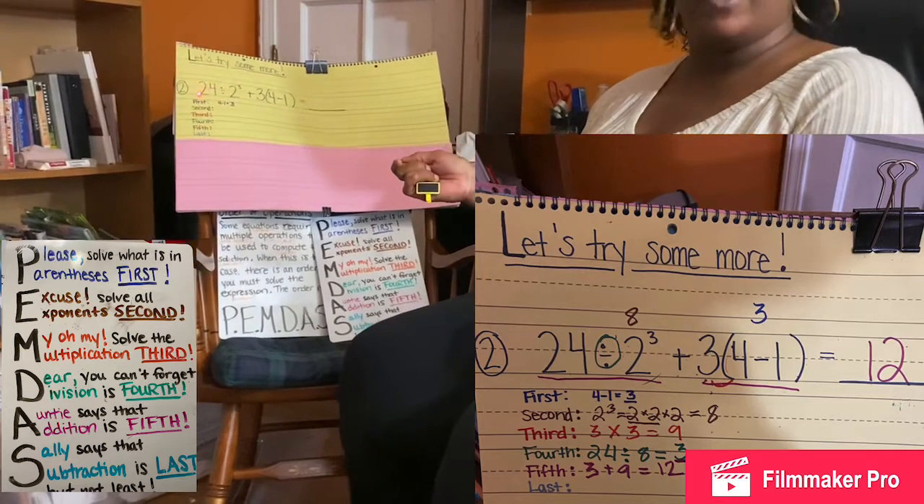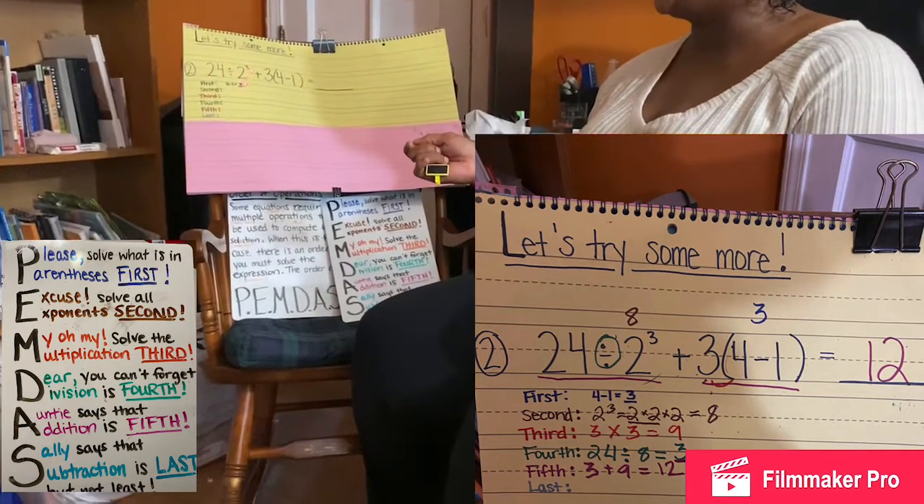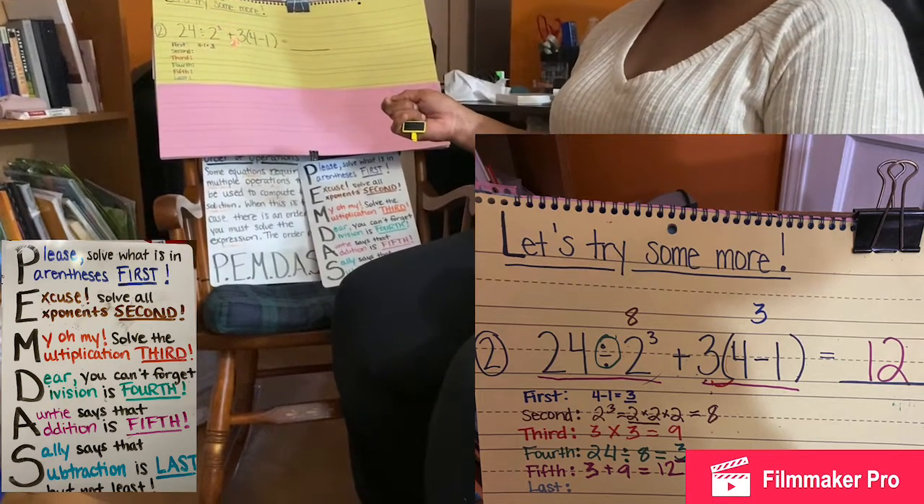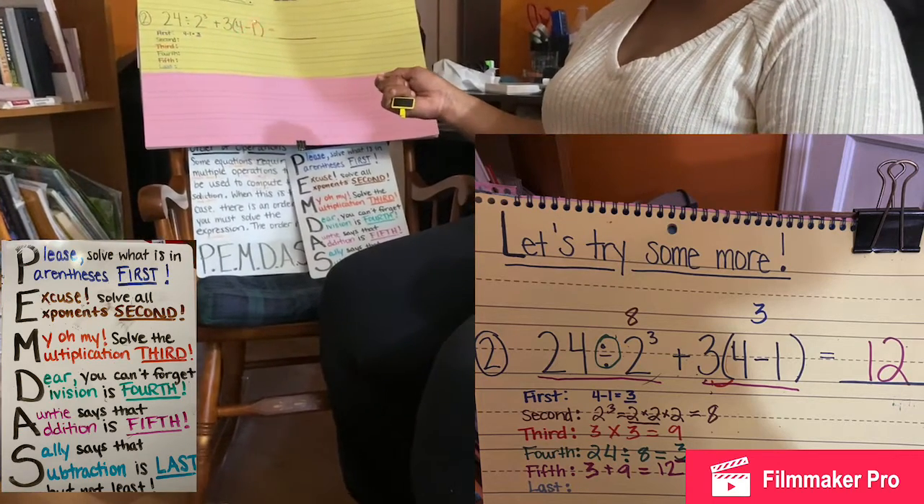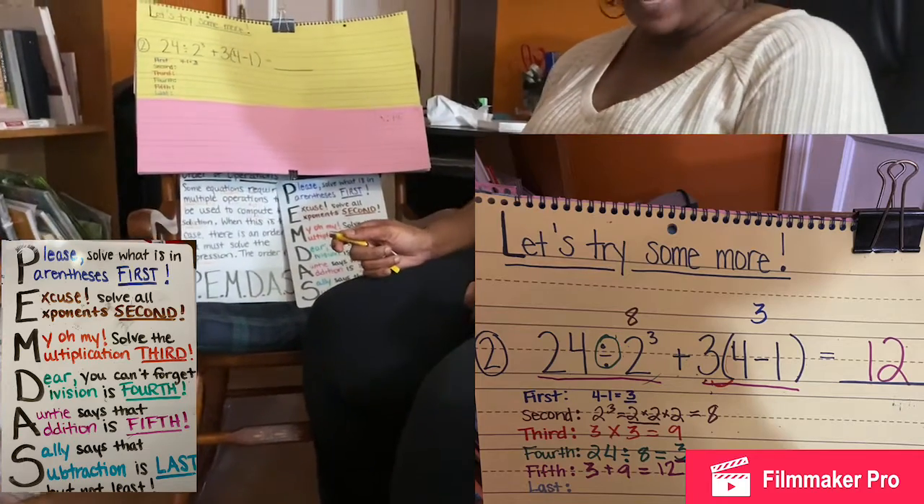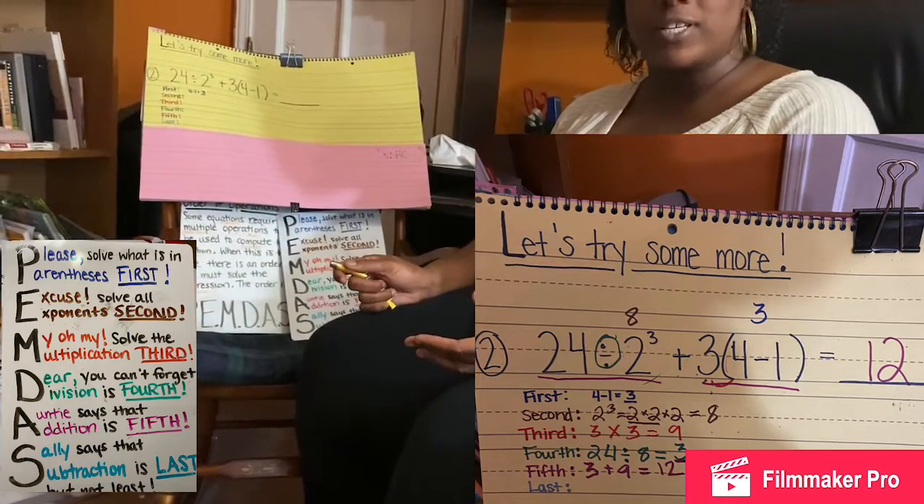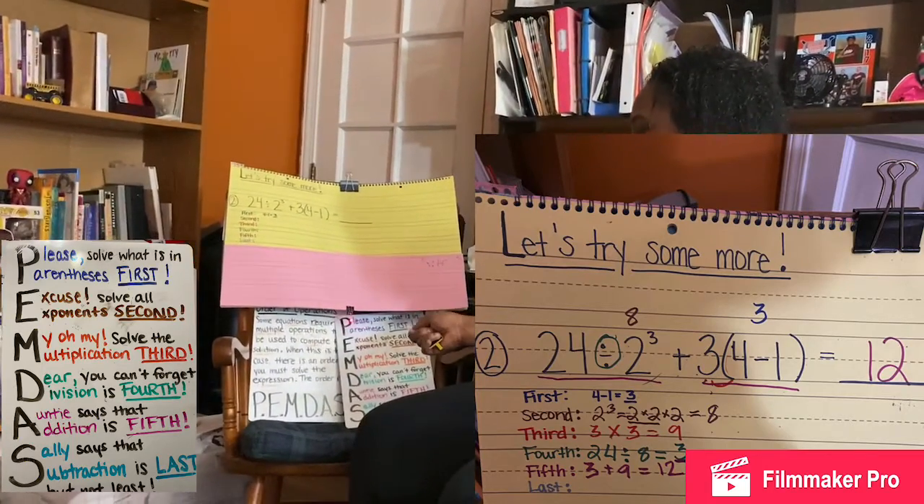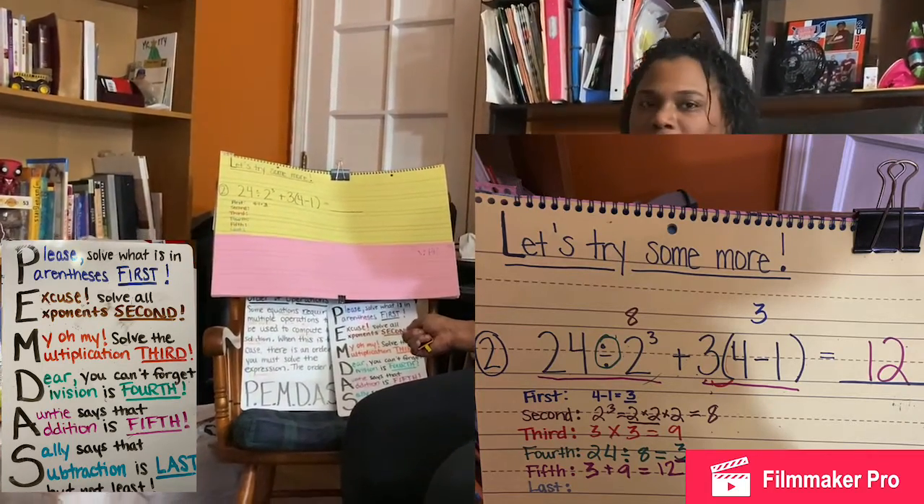So our problem here is 24 divided by 2 cubed, or you could say 2 to the 3rd power, plus 3 times 4 minus 1. Woo, that might sound like a lot, but you guys are 5th grade mathematicians, so you got this, all right? So I did the first step for you. Remember, please solve what's in parentheses first.